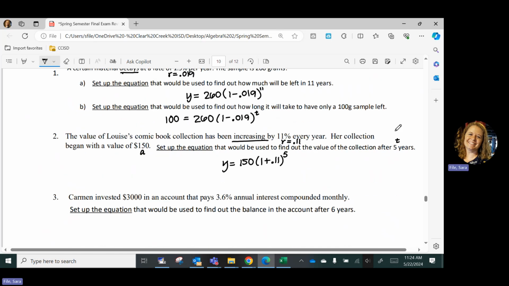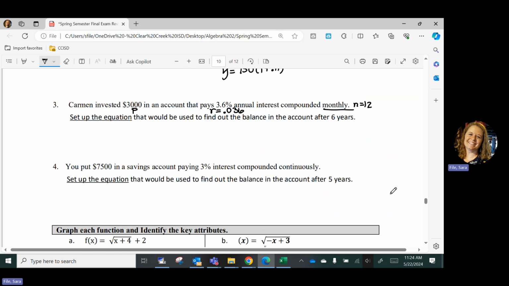So that would be our exponential growth equation that we would use to solve that. Number 3 says Carmen invests $3,000 in an account that pays 3.6% annual interest compounded monthly. So n is 12, r is 0.036. And this is the initial amount, which is our principal. What equation would be used to find the balance after 6 years?